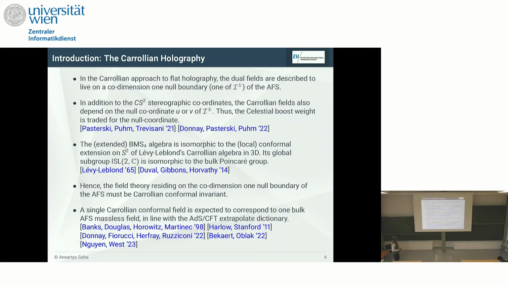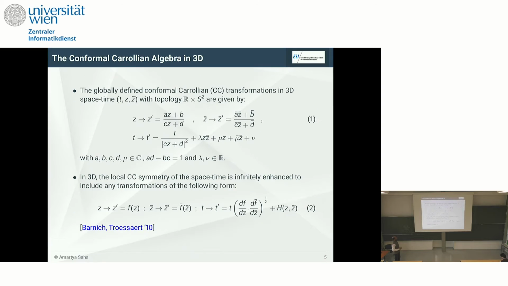So that is why we think that the codimension 1 field theory on the null boundary should be Carrollian conformal invariant. Now, in line with the AdS/CFT extrapolate dictionary, we expect that a single Carrollian conformal field theory will correspond to one bulk massless field. And if you remember, for the celestial case, it was the one versus infinite family correspondence. Here we expect a one-to-one correspondence in line with the AdS/CFT extrapolate dictionary.